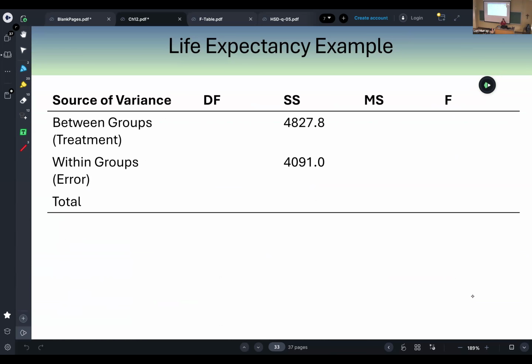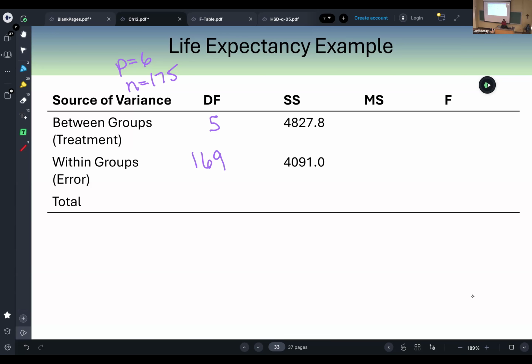For the treatments? Anybody want to guess? Yes, 5. It is. So P equals 6, so this is going to be 5 because it's P minus 1. And for within the error, just to remind you, there were 175 countries and we have 6 continents. So this is 175, and we're going to subtract 6 continents. So 175 subtract 6 is going to be 169.